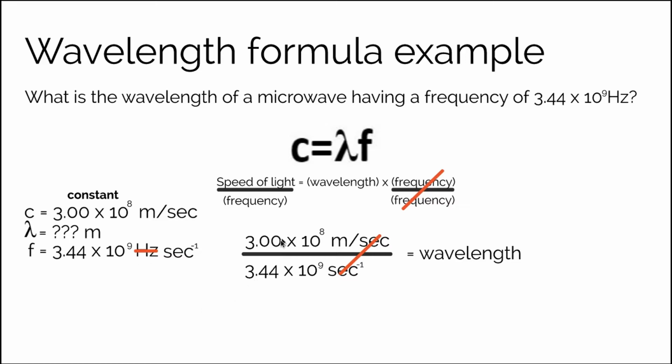So now all that's left to do is that you have these numbers, 3.0 times 10 to the 8th power and 3.44 times 10 to the 9th power. All you have to do is calculate these, put them in a calculator, and you get the result of your wavelength being 0.0872 meters per second.